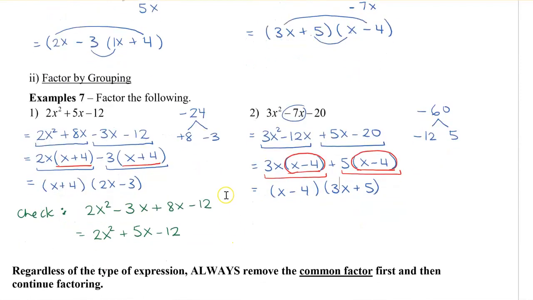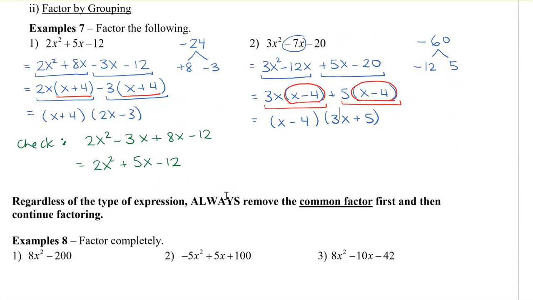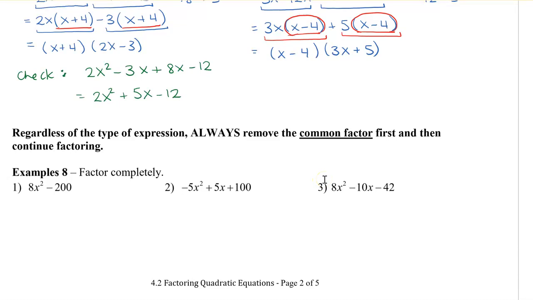All right, to finish off, just a reminder that regardless of the type of expression, always remember to factor the common factor first and then continue factoring. So for example, here in this first question, I can see that 8x squared and 200 both have a common factor of 8. So I'm going to factor that out first before I do anything else. So I get x squared minus 25. From here, I can see that this is now a difference of squares. So I can now factor that to be x minus 5 and x plus 5.